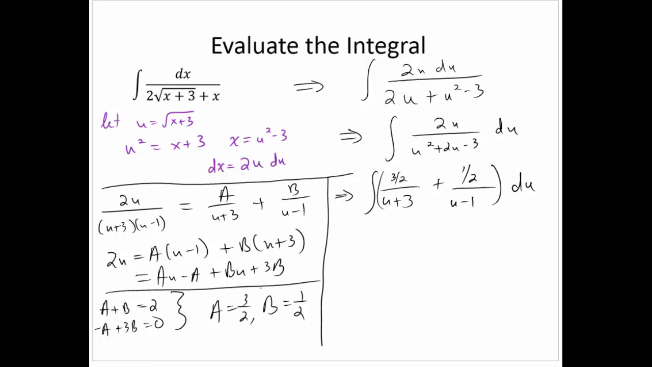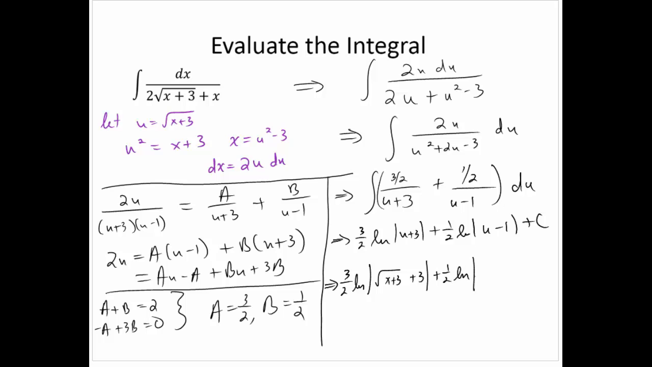We can now integrate. So this would be 3/2 natural log absolute value of u plus 3 plus 1/2 natural log absolute value of u minus 1 plus our constant of integration. And now we substitute back. u was the square root of x plus 3. So then I'd have 3/2 natural log of the square root of x plus 3, plus 3, plus 1/2 natural log absolute value of the square root of x plus 3, minus 1, plus a constant.